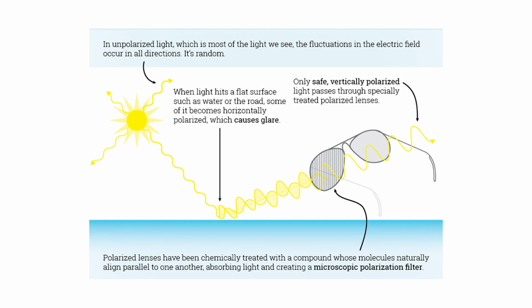In unpolarized light, which is just ordinary light, the fluctuations in the electrical field occur randomly in all directions. When light hits a horizontal surface, like water, your desk, or the road, it's horizontally polarized and is reflected, causing glare. Polarized lenses are designed to only allow vertically aligned light to pass. This eliminates reflections and decreases the luminance slightly.